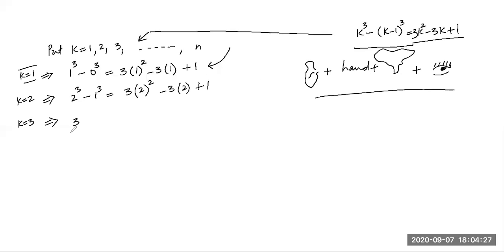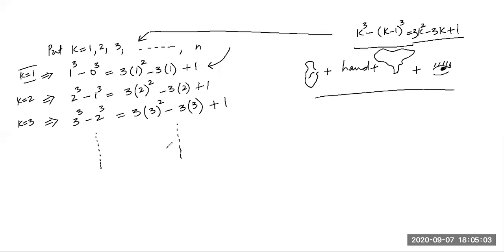So come on, say that. 3 cube minus 2 cube, the preceding number, 2 cube, is equal to 3 into 3 square minus 3 into 3 plus 1. Oh, that's great. Beautiful. So you keep going further.